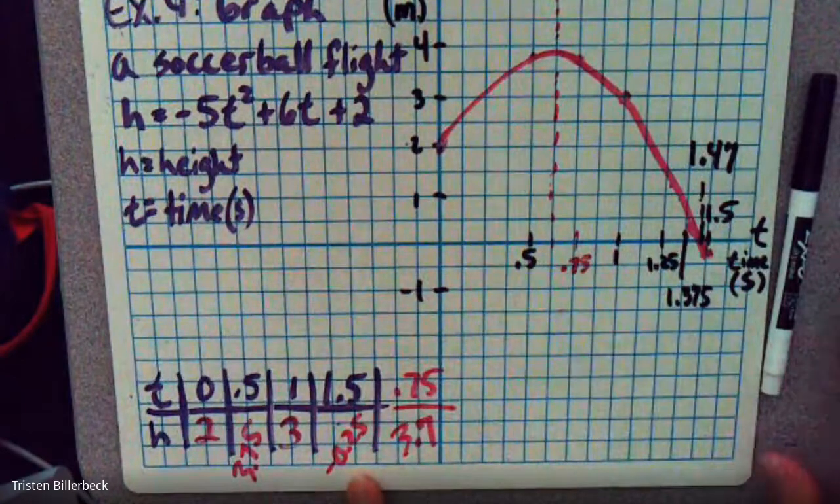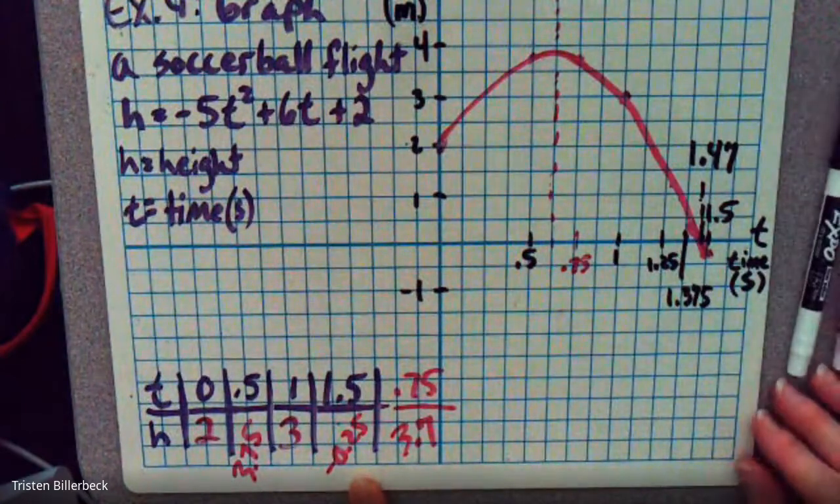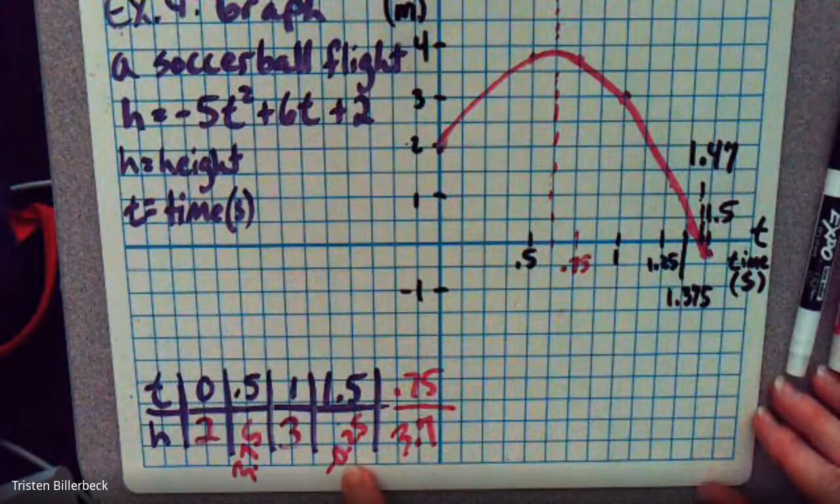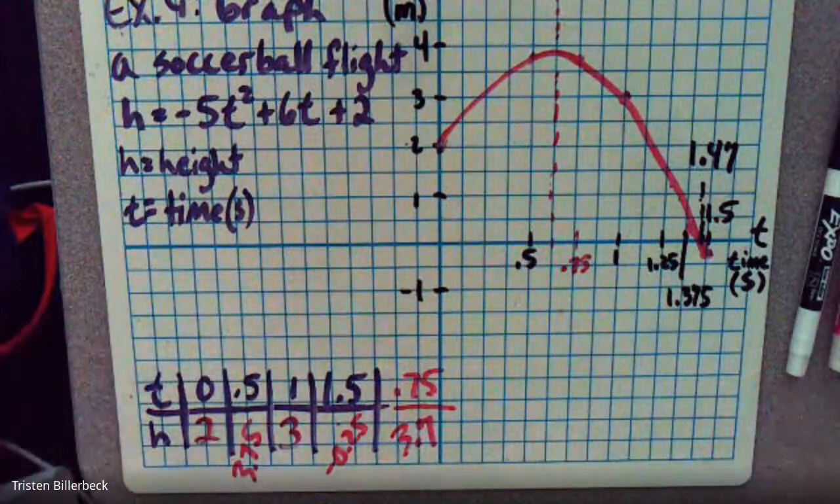Okay, so that's about the time in seconds that it hits the ground, because it can't hit the ground and go below the ground. Okay, and that's what this is saying. And then again, we don't go negative with our time.